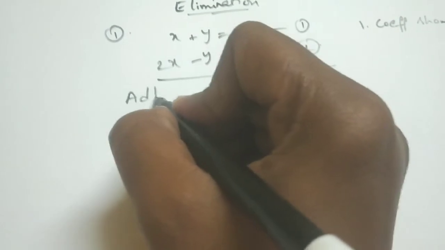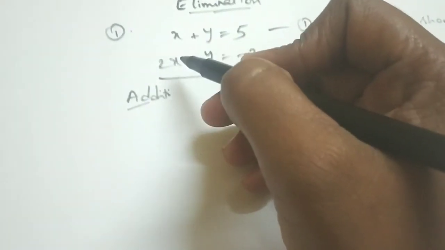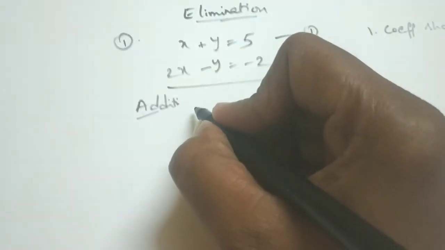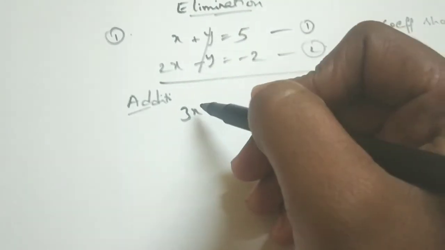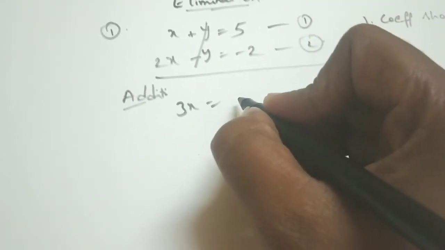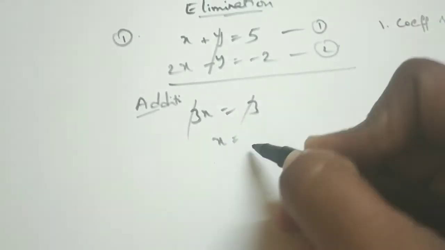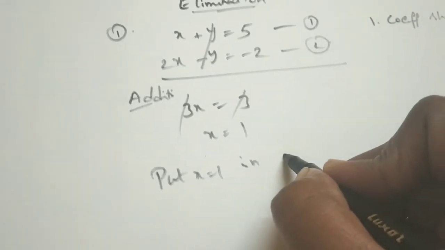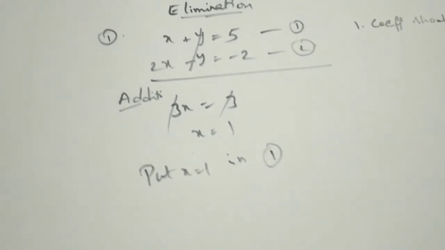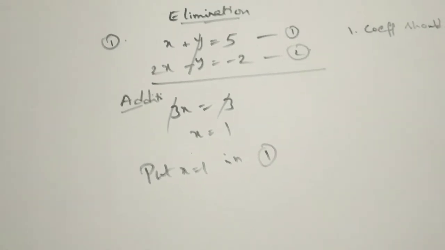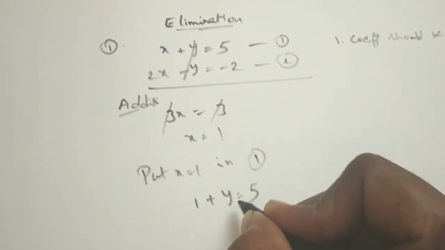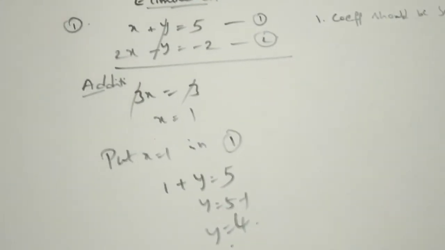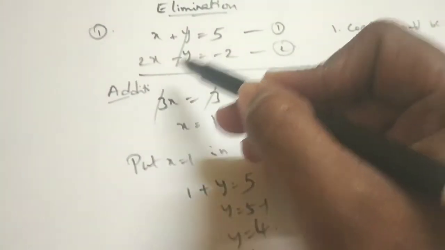Here I am going to take addition. In this addition, no more changes have to be applied. Directly we can do: 2x plus 1x is 3x, plus y minus y, both will be cancelled, is equal to 5 minus 2 equal to 3. Then x is equal to 1 you will get. Substitute the x value in either the first or second equation. I am substituting in the first equation. Then x is equal to 1, so 1 plus y equal to 5, then y equal to 5 minus 1, y is equal to 4 you will get. This is one way, in which I used the addition.